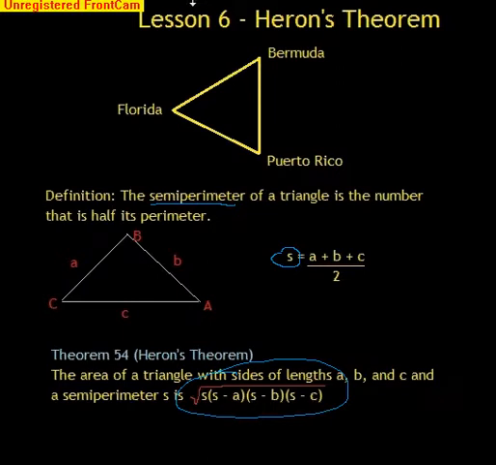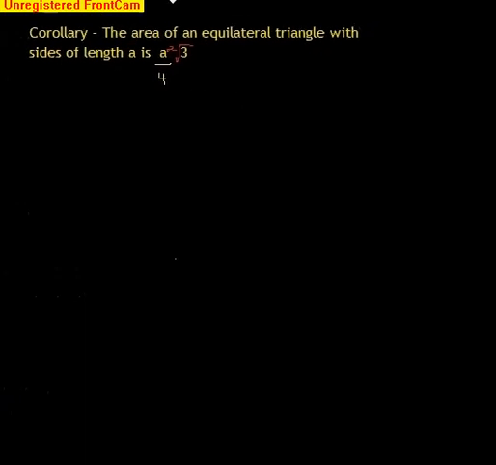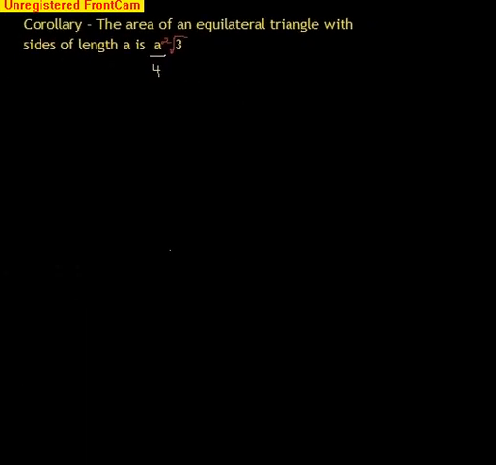And there's one last theorem in this section, and then we'll do a couple examples. This is actually a corollary: the area of an equilateral triangle. So here's where it's a little bit different. If you had an equilateral triangle, you can find the area of it with just one side. The area is the side squared divided by 4 times the square root of 3.